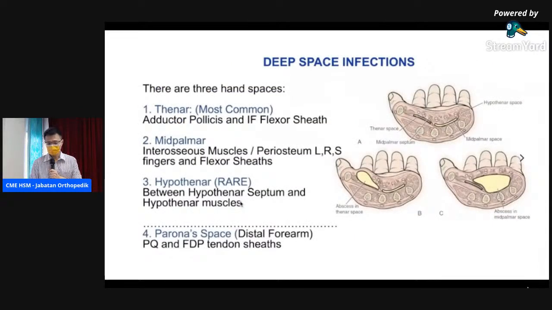Deep space infections. There are a few hand spaces in our palm. There are three most common ones. The most common is the thenar space.